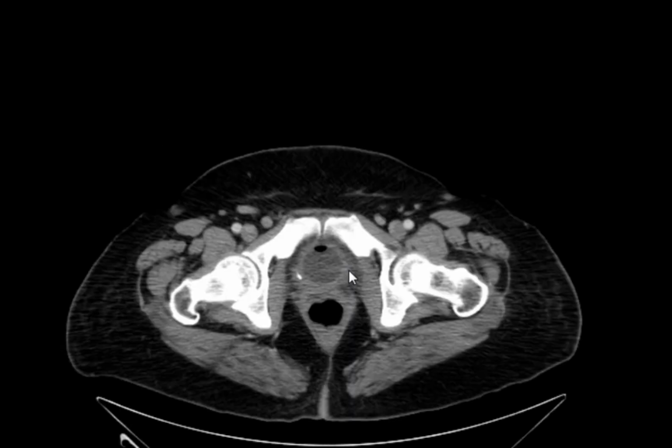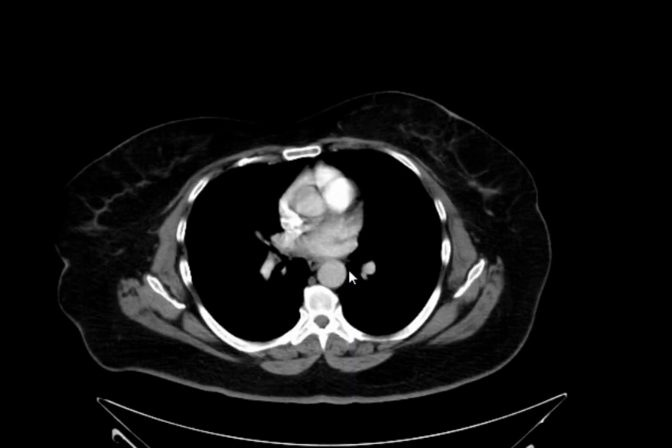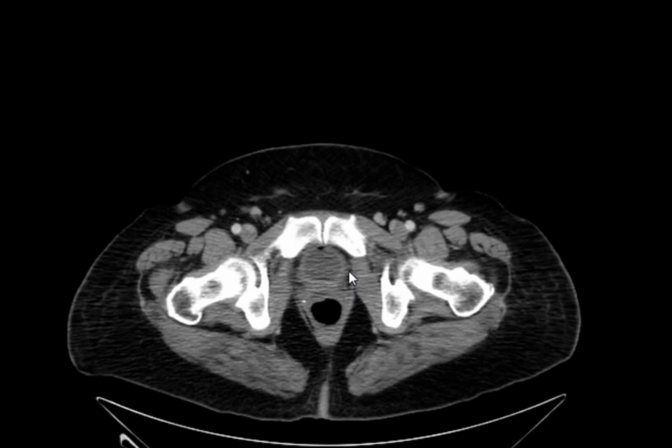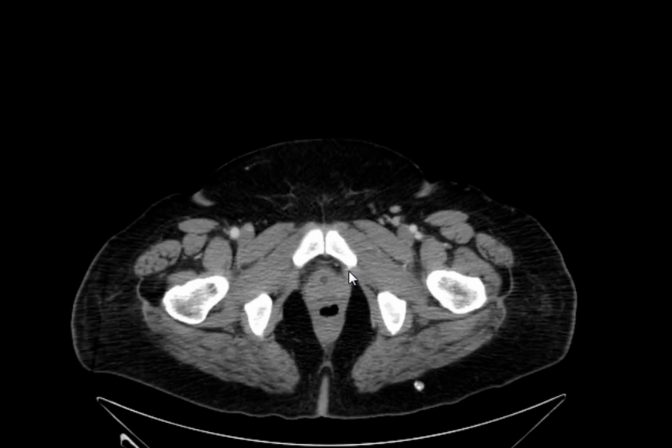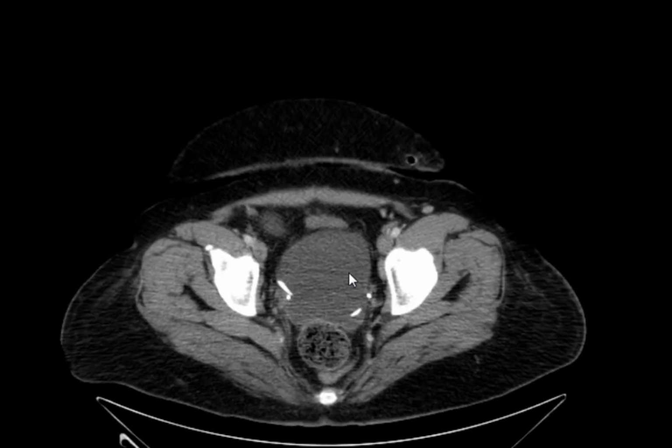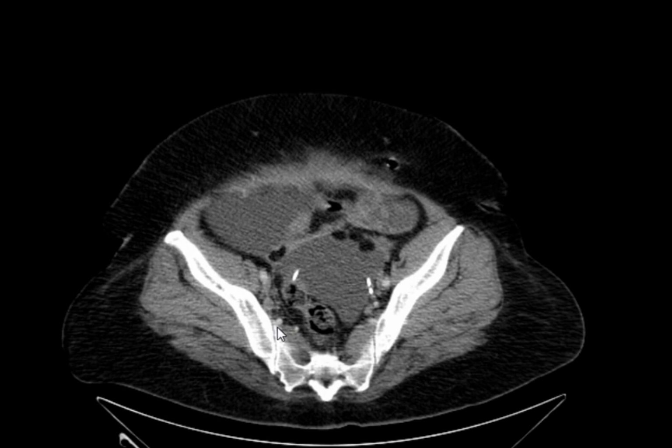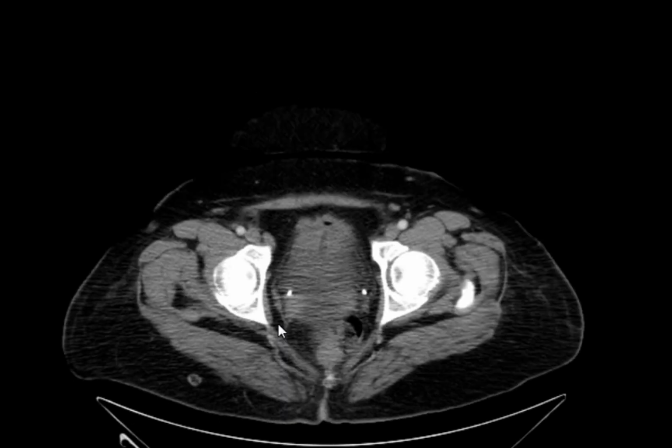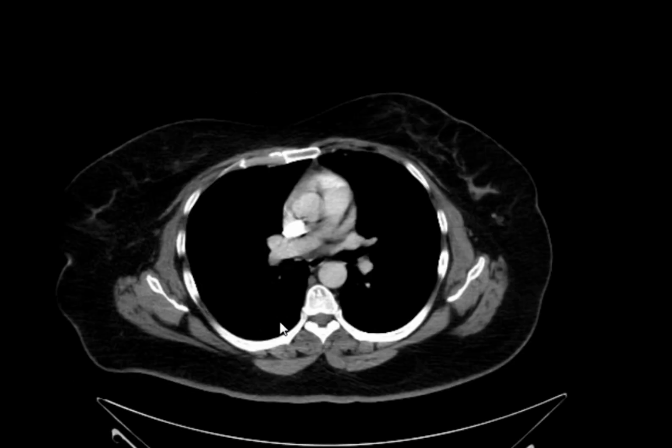So, bilateral double J catheters. The one on the left side is in satisfactory position. What about the one on the right side? It's not satisfactory. I think it's low in position. Okay, and what else do you see here?